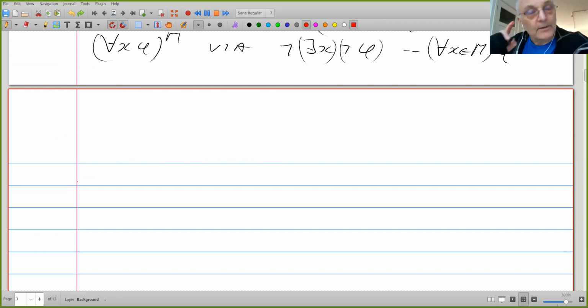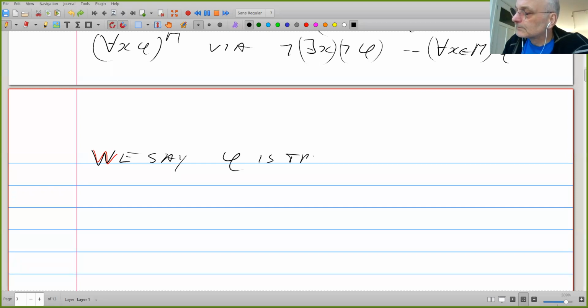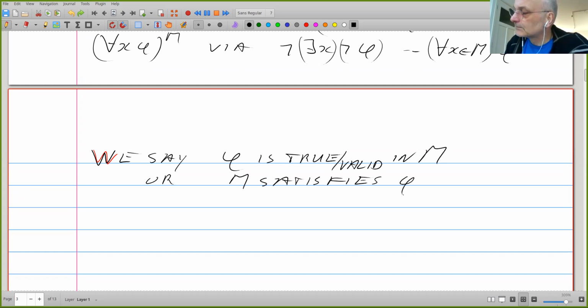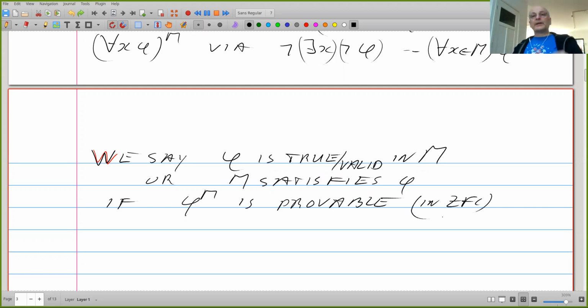Okay, and much like in mathematical logic, if we can prove the relativization of our formula, then we will say that phi is true in M, or M satisfies phi, or phi is valid in M. Those are all synonymous.